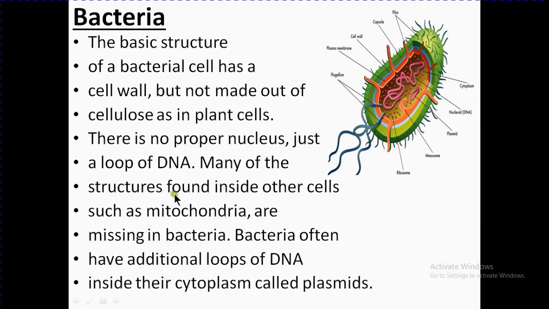Many of the structures found inside other cells, such as mitochondria, are missing in bacteria. So it means there is no powerhouse in the bacterial cell. Bacteria often have an additional loop of DNA inside their cytoplasm called plasmids. You can easily see the plasmids here, just an extra loop of DNA.